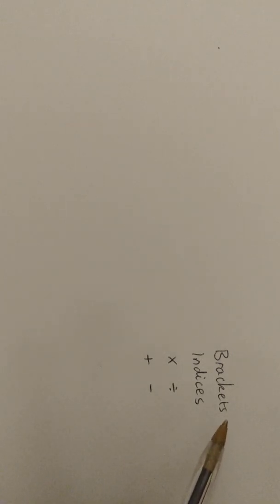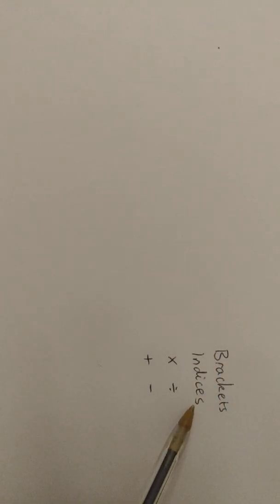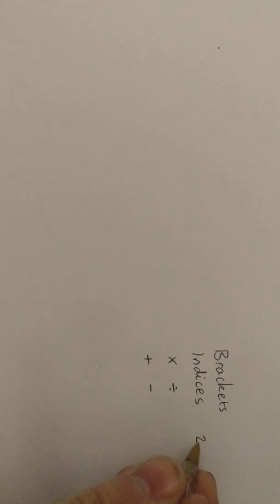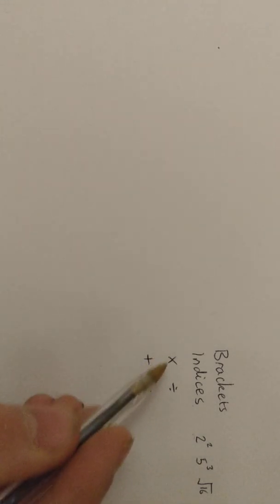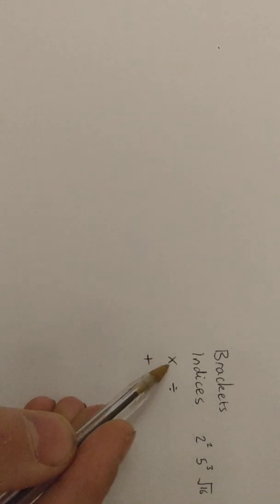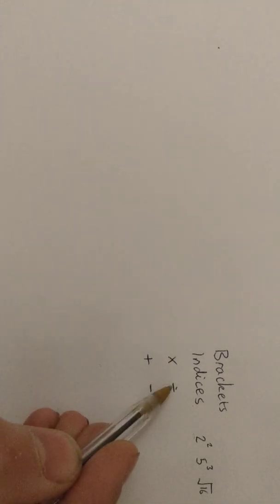So looking at our order of operations, we always start in calculations with anything in brackets. The next thing we do is look at things with indices, that's little powers, so that's something like 2 squared or 5 cubed, or in there you might end up with the square root of 16. We're not actually going to look at any of those today, but they would come next. We call it order of operations because next we have times and divide.